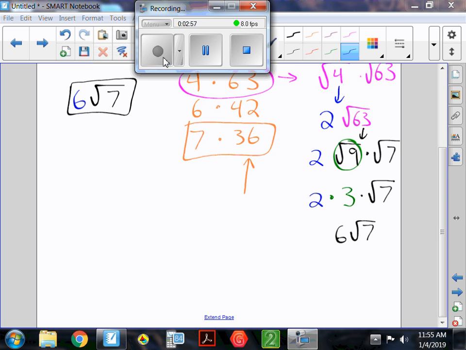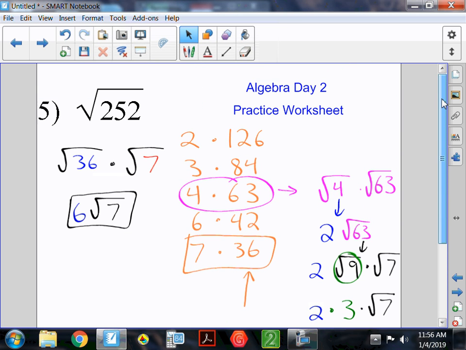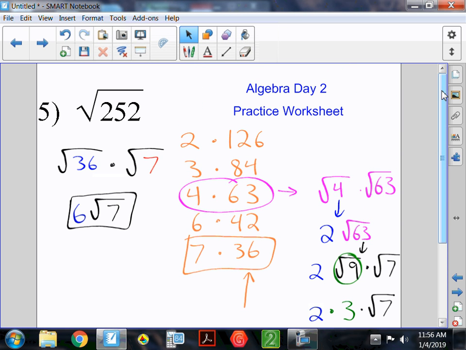So 6 root 7 is the same answer that I had before. That's just another option if you would have done the 4 and the 63. It's faster to do the problem if you find the larger perfect square, that 36 first.